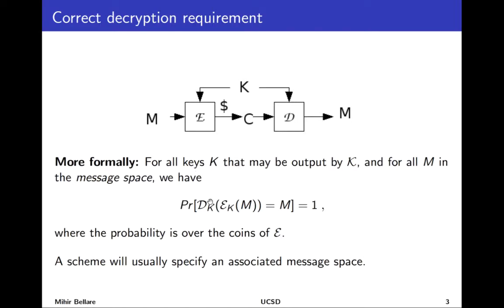Formally, we could write the requirement on the algorithms by this equation. So what it says is take any key that may be output by key generation and take any message, encrypt the message under this key, take the resulting ciphertext and decrypt under the same key, and you want to get back the message. Now, there is a probability around this because we have allowed encryption to be randomized. And so what this is saying is that no matter what randomness is used by the encryption, this should always be true. The probability of it being true is 1.